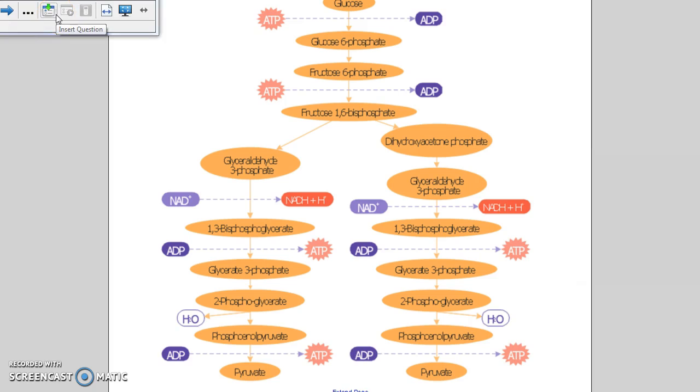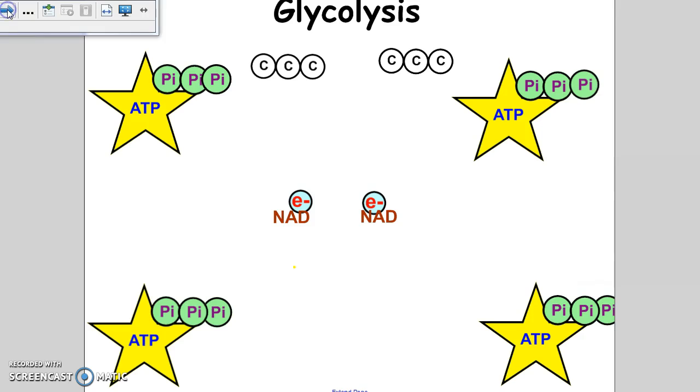So what we're doing is investing energy in the form of ATP right here, we split the sugar and get energy back in the form of a redox reaction, and then some production of ATP. So essentially that is what glycolysis is.